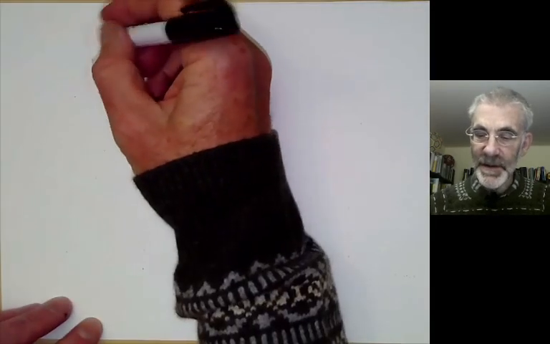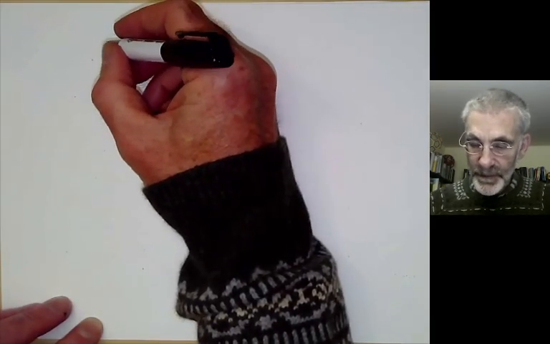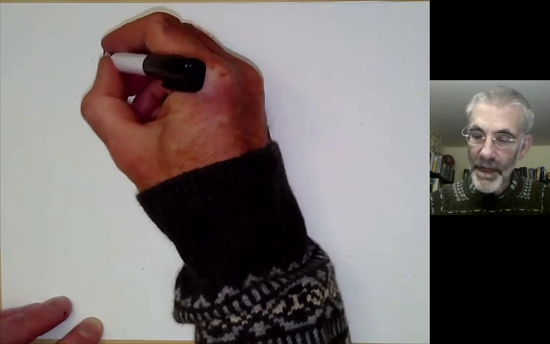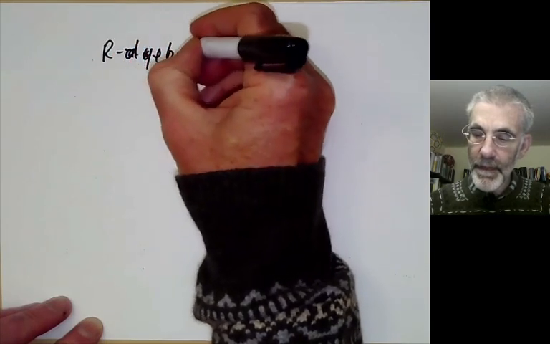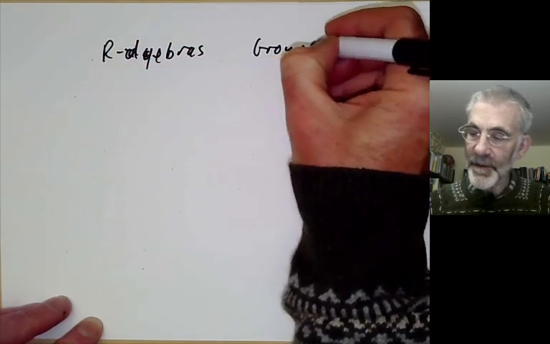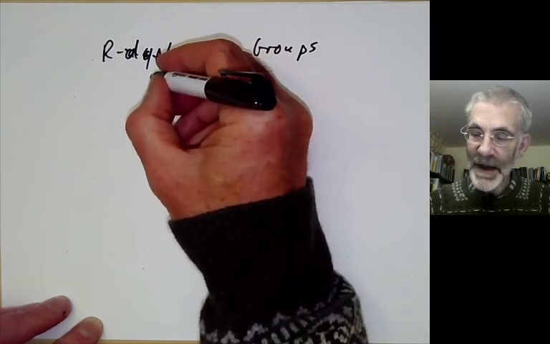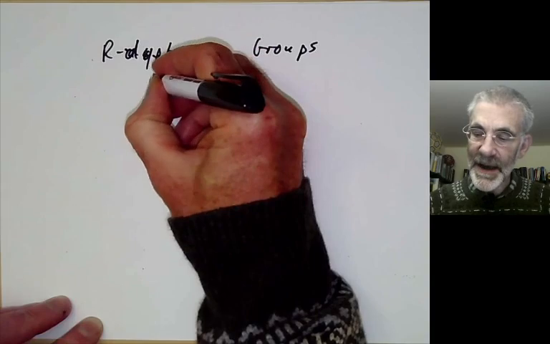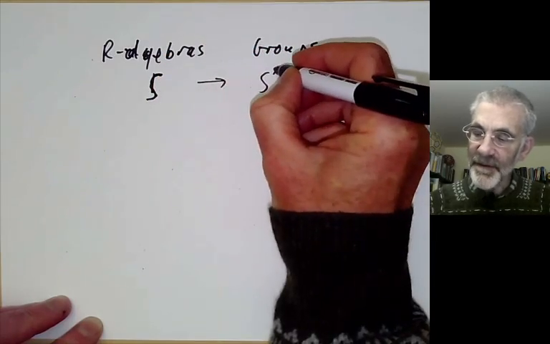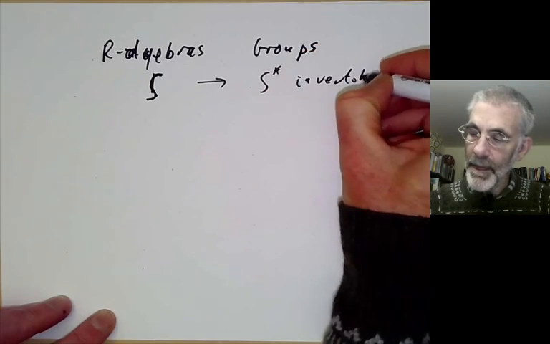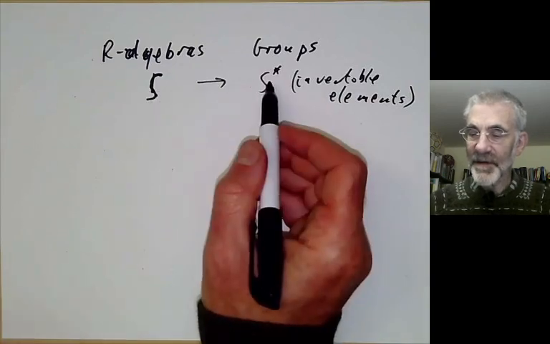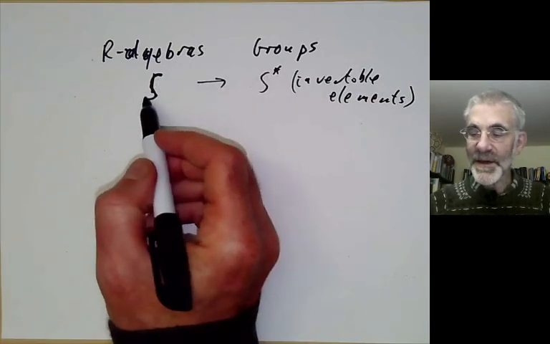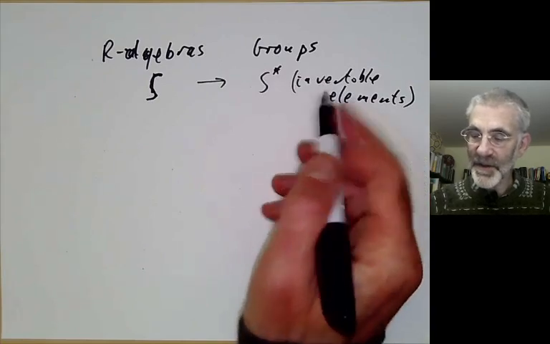So the group ring is actually an example of an adjoint functor. So there's a functor from, let's look at the category of R algebras and the category of groups. And there's an obvious functor from the category of R algebras which takes an R algebra S to its invertible elements. And you can think of this as being a forgetful functor. We're sort of forgetting about the addition and we're forgetting about the non-invertible elements.